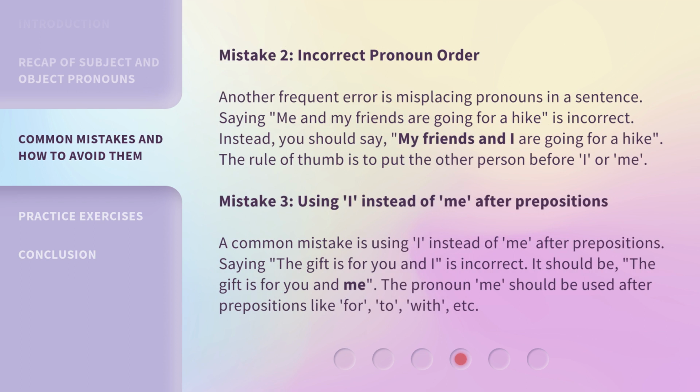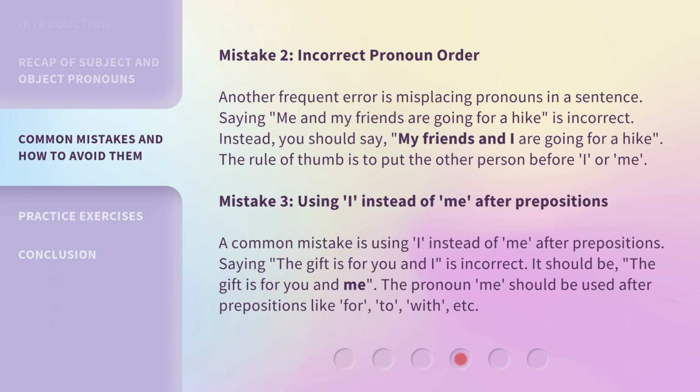Mistake 2. Incorrect pronoun order. Another frequent error is misplacing pronouns in a sentence. Saying, "Me and my friends are going for a hike," is incorrect. Instead, you should say, "My friends and I are going for a hike." The rule of thumb is to put the other person before I or me.